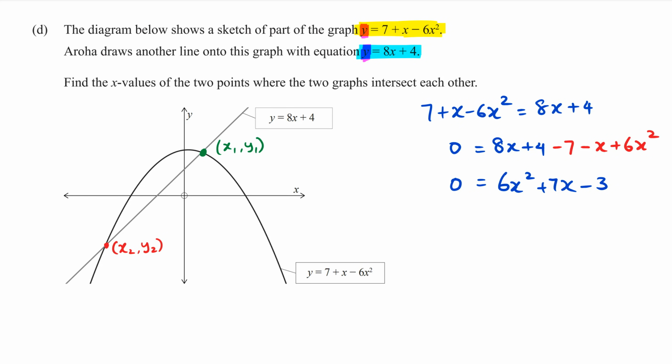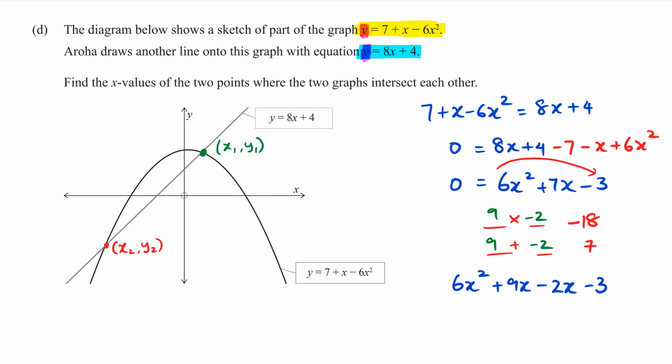So at this point, I have a quadratic where the coefficient of x squared is bigger than 1. So I've got to do that long-winded method. I've got to go 6 times negative 3 first, which gives me negative 18. So I'm looking for two numbers that multiply to negative 18 and add up to positive 7. In this case, it's going to be 9 and negative 2. So that's 7x there. I'm going to split it up as 9 and negative 2. So this is going to be rewritten as 6x squared plus 9x minus 2x minus 3 equals 0.